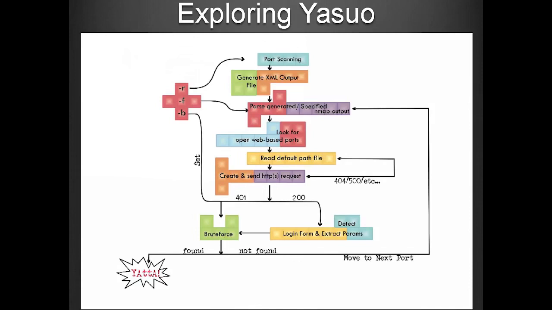So like I said, if you want YASUO to perform port scanning, you can use the -R option to provide an IP range or CIDR range. It starts performing the port scan, saves the output in XML format on the disk and starts parsing that file. If you don't want YASUO to perform the port scanning, you can do it on your own and then provide the output in XML format using the -F option. After that, it starts parsing that file and only looks for the open web-based ports, so HTTP, HTTPS, HTTP alt, WebSM, and so on and so forth.